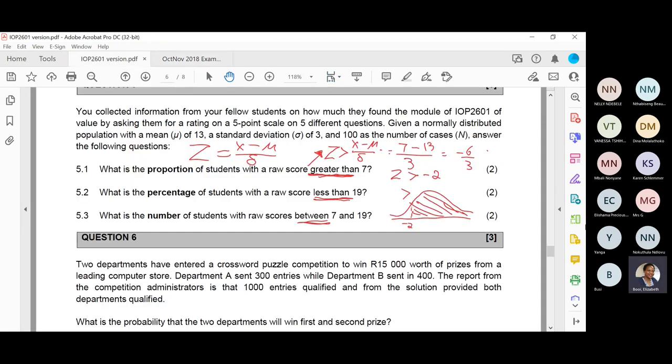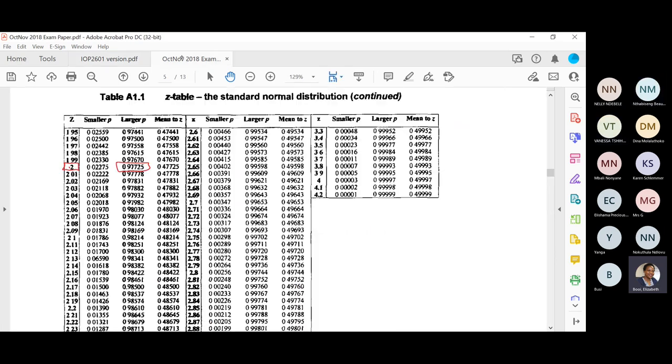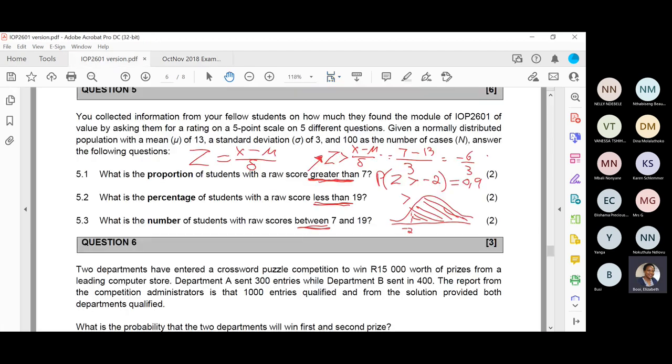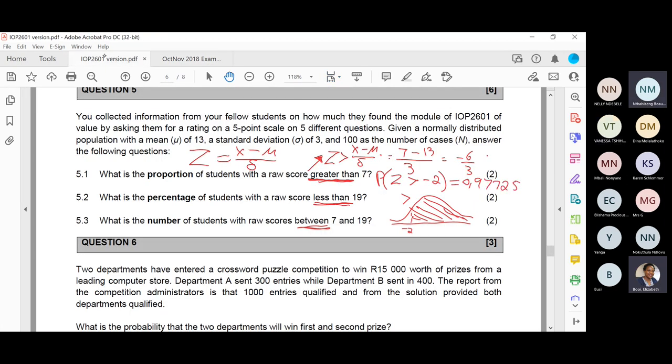Now, because I am running out of space, I should be writing this properly in a way that you are able to see how to answer this question. The whole question should have been the probability of Z greater than minus 2 is equal to 0.97725. How many sevens? 2 sevens. 0.97725. That's how you will write your answer in terms of the proportion. And that's what they are looking for. Okay, so that is one.